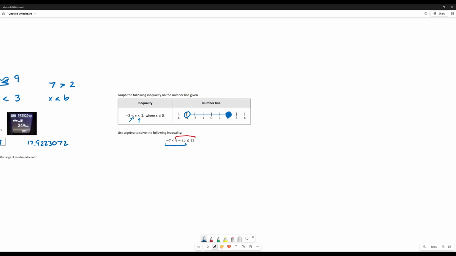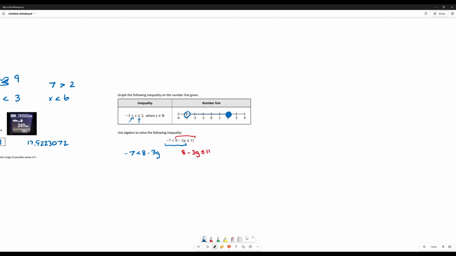So the blue one would be -7 is less than 8 minus 3g. But then I would have hit the second inequality, so I stop writing. And the red one is after the first inequality. So it would be 8 minus 3g is less than or equal to 11. Then we're just going to solve the maths out, right?